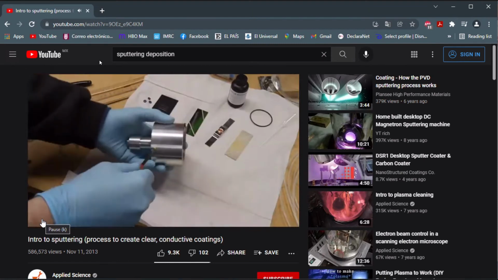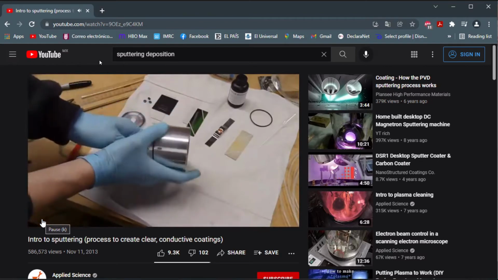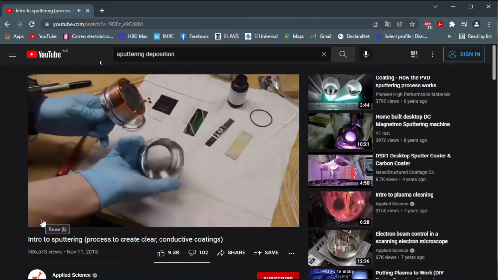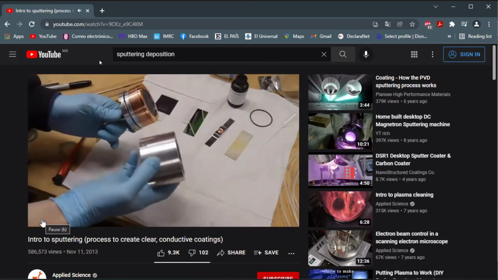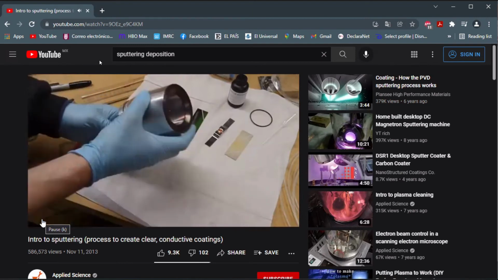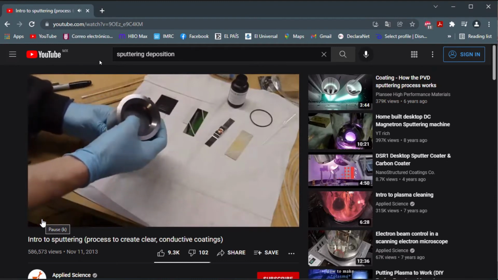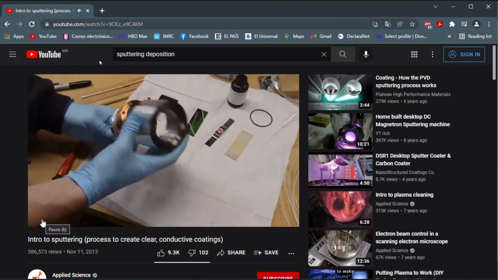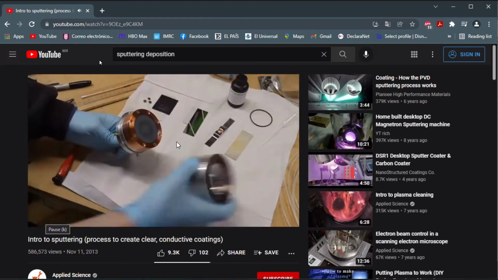So the very outside is called a ground shield, and it slides off like this. And the purpose of this is just to keep the things that you don't want to sputter inside this. So when the shield is on, the only thing that's exposed to the chamber is the surface of this disc here, which is the thing that we want to sputter, to send off onto the microscope slide.